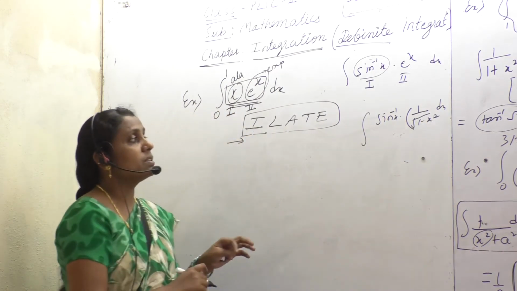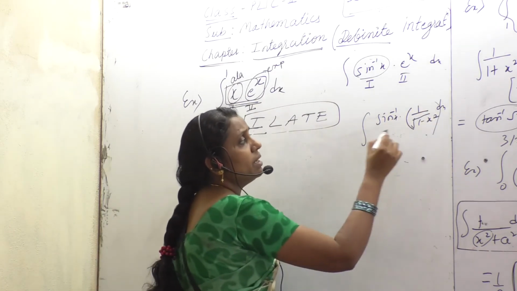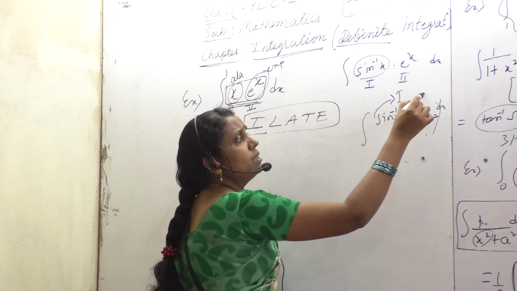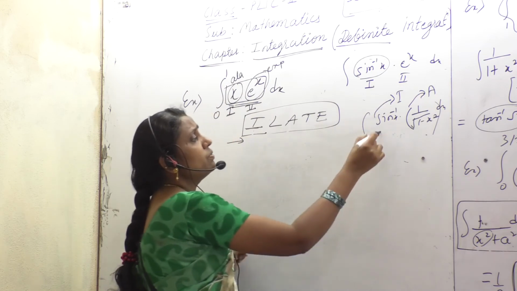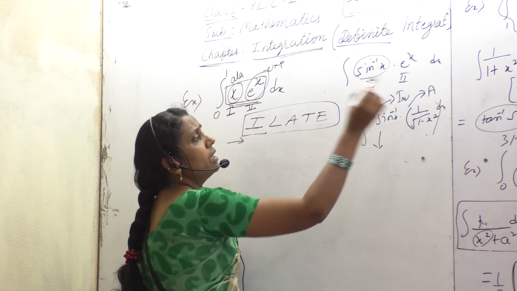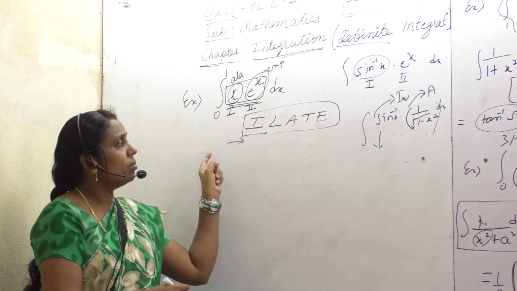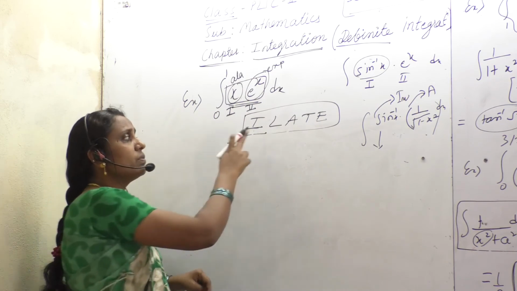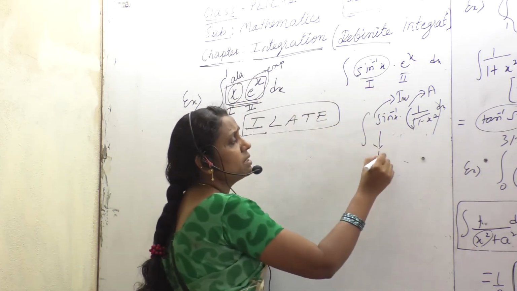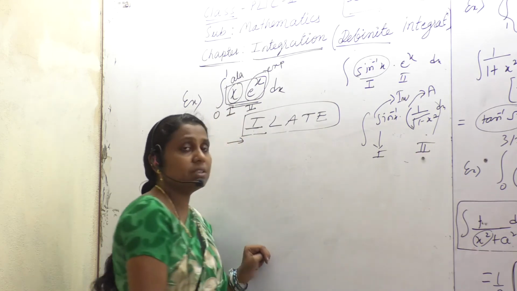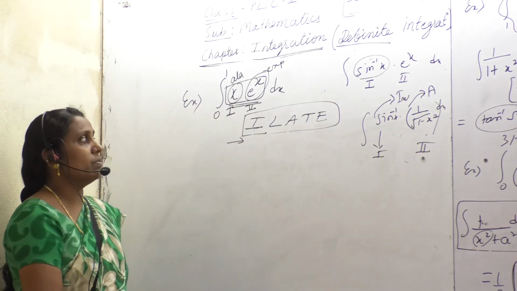How can it be the first function? Tell me. There are two functions. Am I right? This one is an inverse function. This one is an algebraic function. Which comes first? That you check. Inverse. I will write like this: I. See? Go by the direction left to right. Which comes first? I, I means inverse. This is the first function. Remaining is the second function. That is how you have to identify.